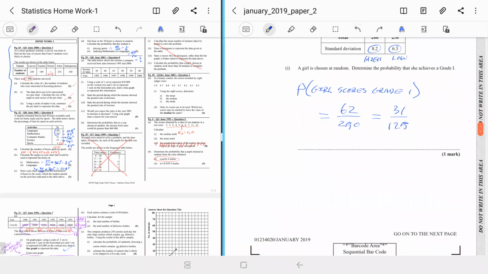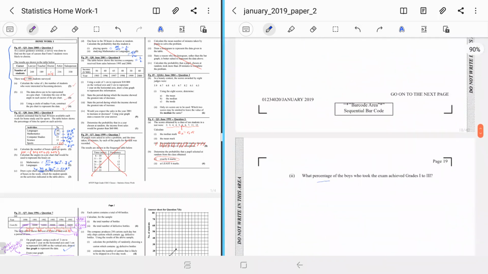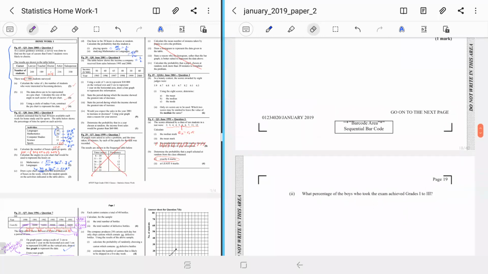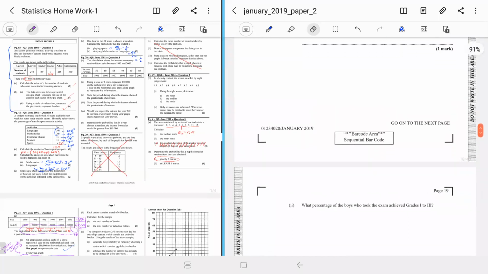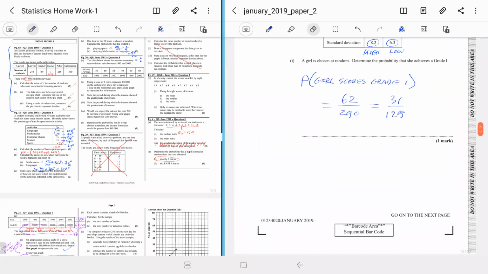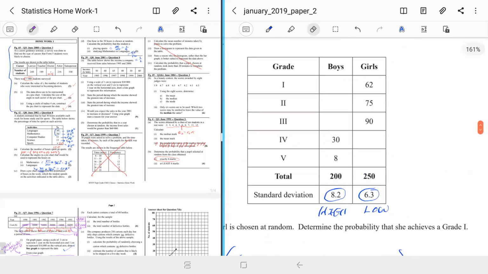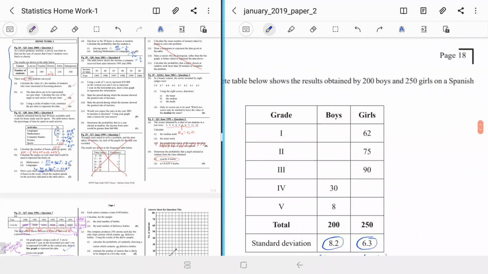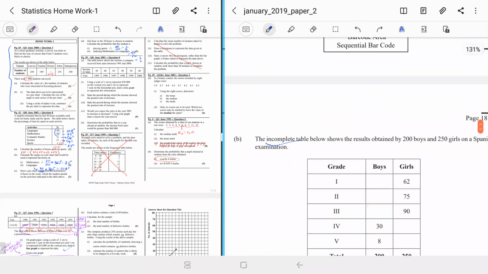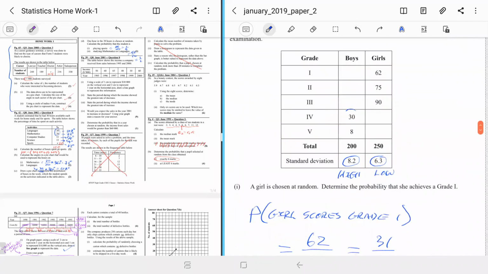Next part says, what percentage of the boys in the exam achieve grade 1 to 3? 0, sir. Huh? 0. Why is it 0? Why jump and say 0? Because they don't show nothing here, sir? Yeah, the table is incomplete. In addition to that, they only show 38 and 200 of them there.